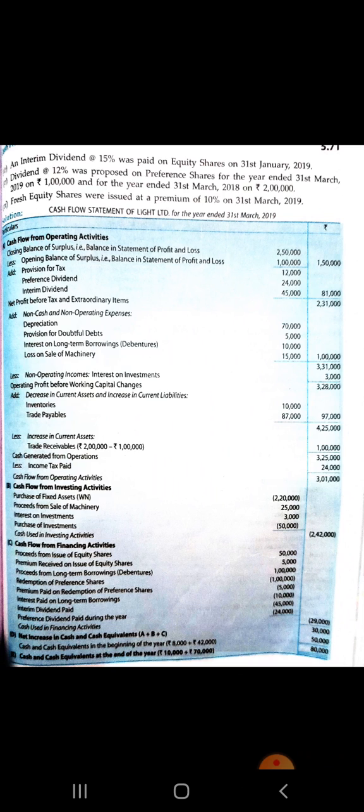Interest on long-term borrowings 10,000. That is the interest on debentures. Interim dividend paid 45,000. Preference dividend paid 24,000. Cash used in financing activity 29,000. Net increase in cash and cash equivalents 30,000. Cash and cash equivalents in the beginning 50,000. Cash and cash equivalents at the end 80,000.